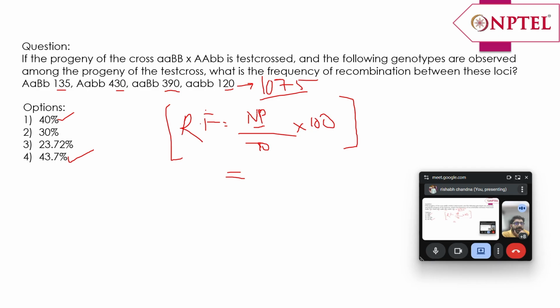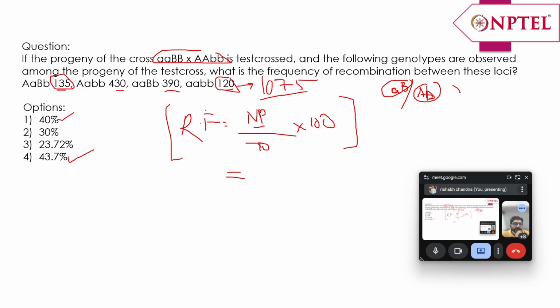The non-parental offsprings are the ones that will be less in number. So this is the criteria for determining the non-parental offsprings. Okay, this is 120 and this is 135. And the logical reason comes from here. So the original genotype of the parent was small a, capital B, and capital A, small b. Okay, so these were the original genotypes of the gametes. So that means these two are linked and these two are also linked, right?